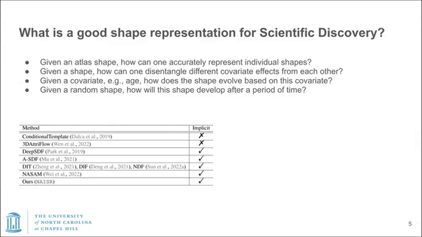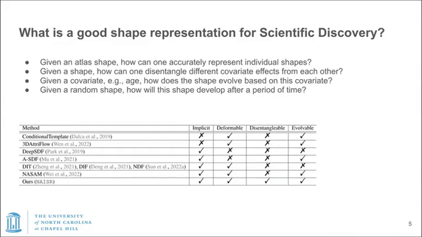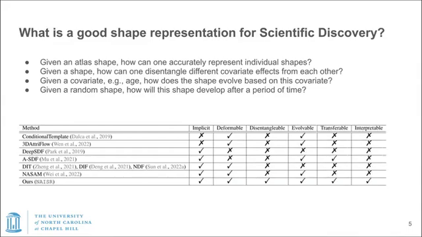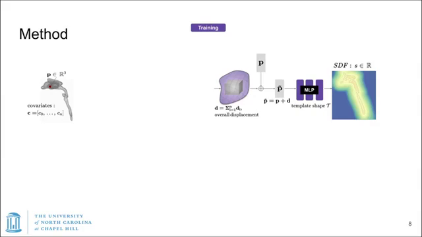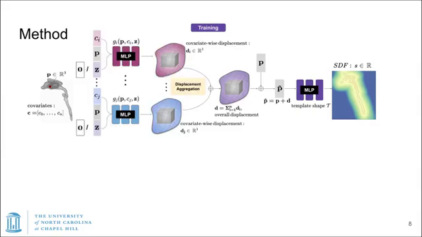NICER is the first implicit shape representation method to investigate an atlas-based representation of 3D shapes in a deformable, disentangleable, evolvable, and transferable way. NICER is a template-based neural deformable representation. Each shape can be represented by an overall displacement imposed on the template shape. The overall displacement can be aggregated from covariate-wise displacements.